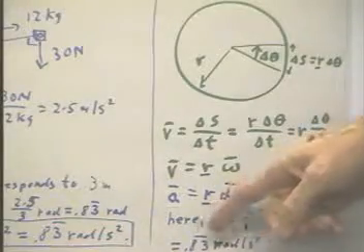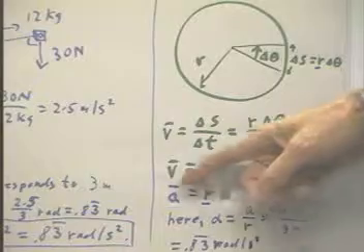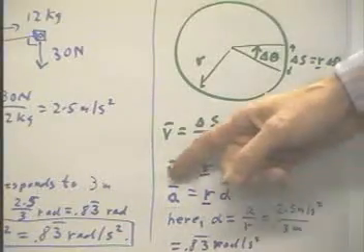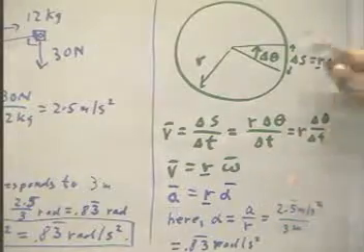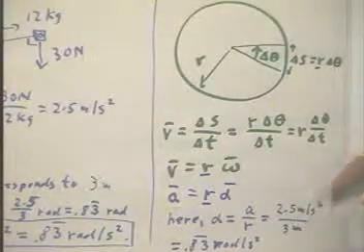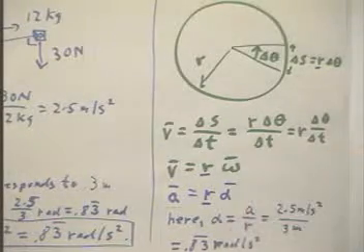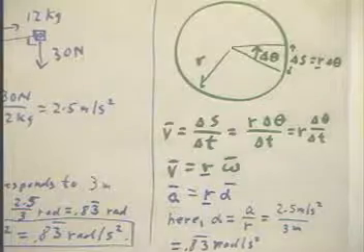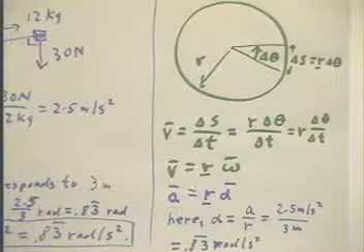And in this case, we can say that alpha is a over r, because of course if a equals r alpha, alpha is a over r. But we don't have the bars over alpha and a here because now we're assuming uniform acceleration. So we have 2.5 meters per second squared over the radius, 3 meters. And that again gives us our 0.83 bar radians per second squared angular acceleration.